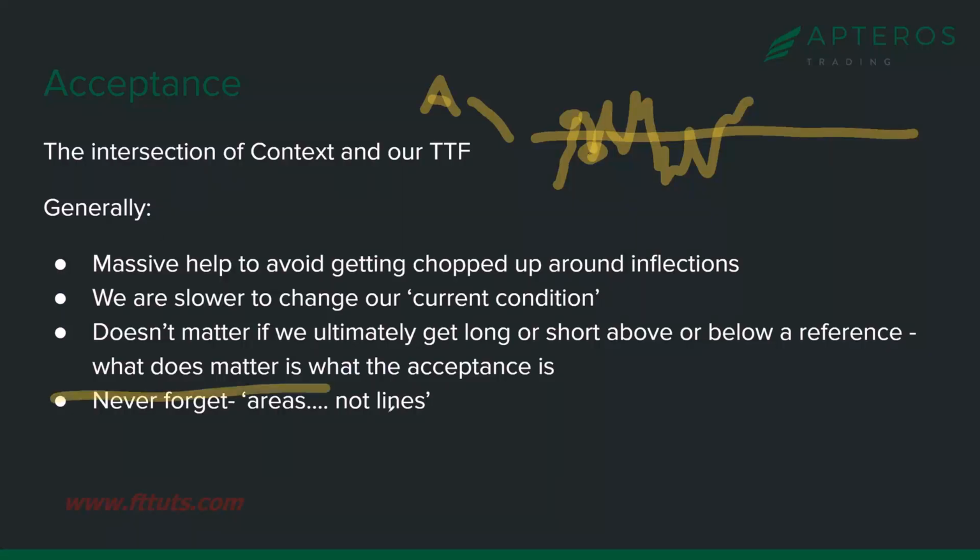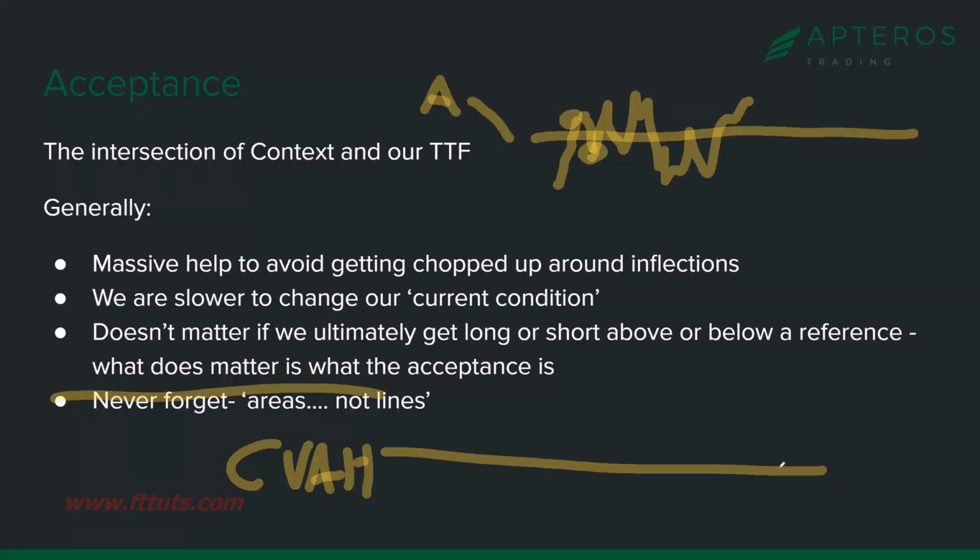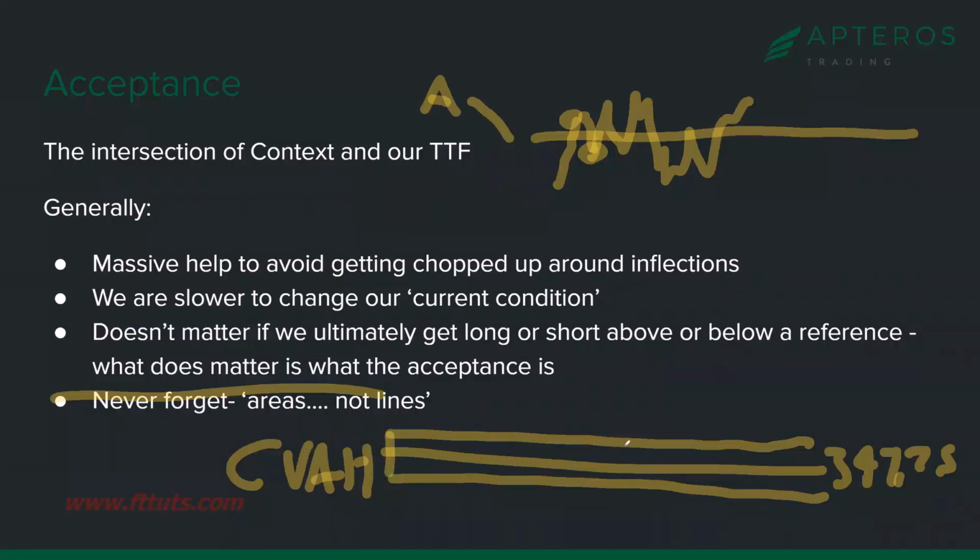And then finally, never forget areas, not lines. Anytime I draw a line on a chart, anytime you have a composite value area high, that is not 347.75, or whatever market that might be. It is an area from 349.50 down to 346.25. It's an area. Treated as such. Always areas, not lines.